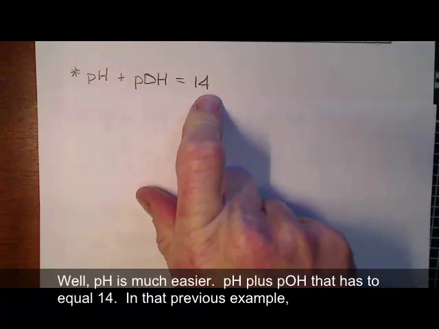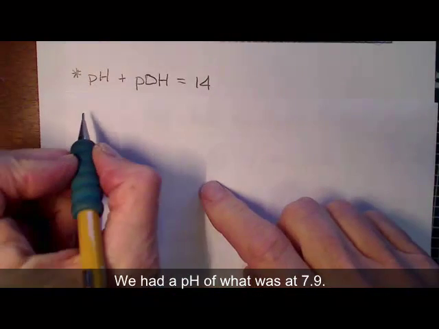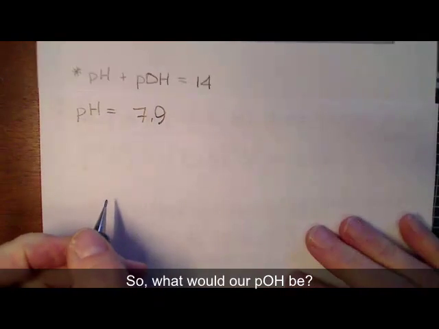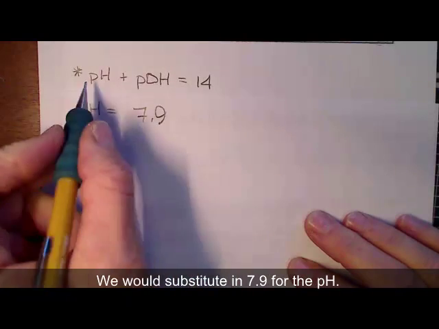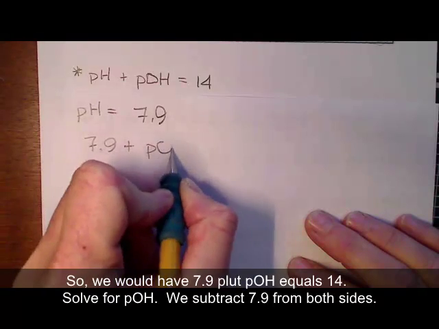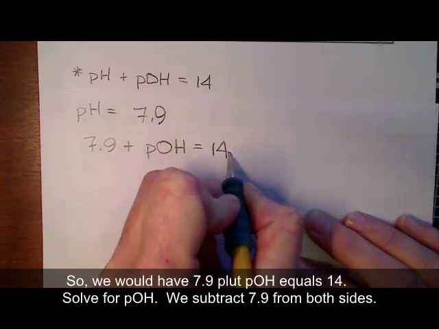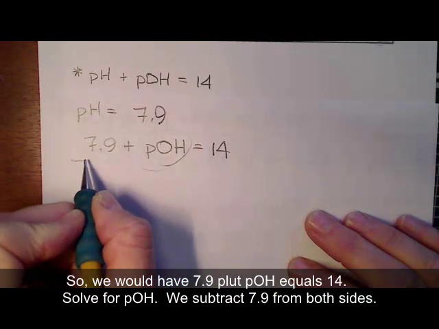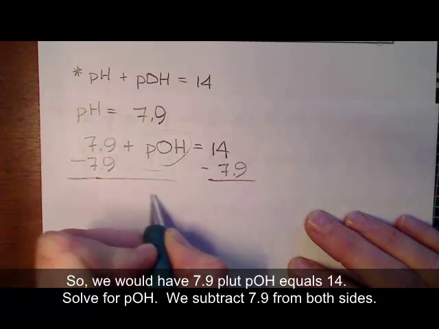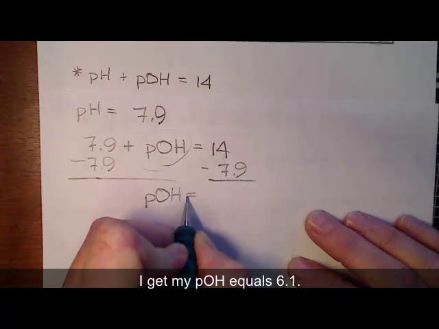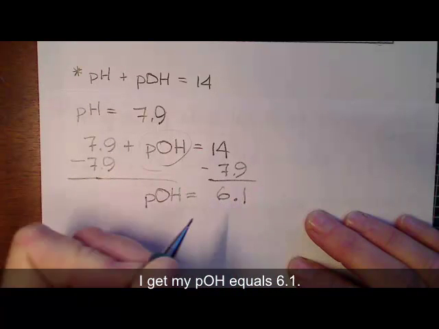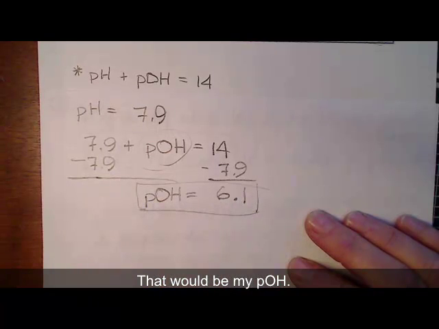So in that previous example, we had a pH of 7.9. So what would our pOH be? Well, we would substitute in 7.9, so we'd have 7.9 plus pOH equals 14. Solve for this guy. I'm going to subtract 7.9 from both sides. I get my pOH equals, let's see, 6.1. So that would be my pOH.